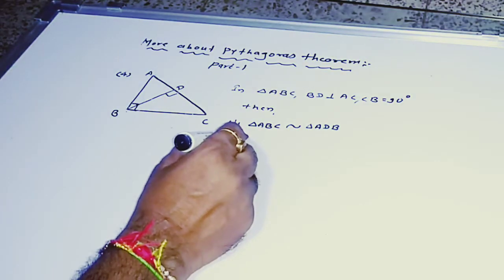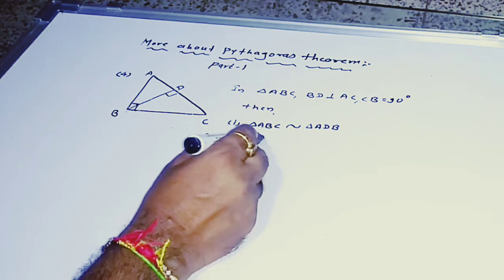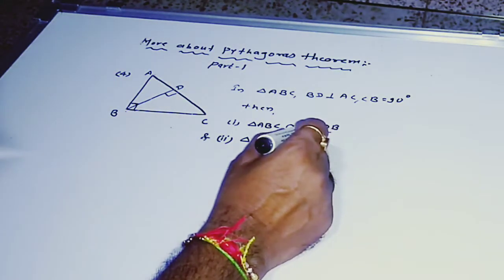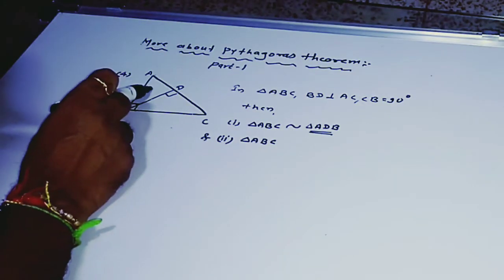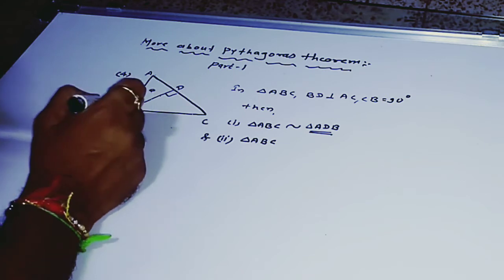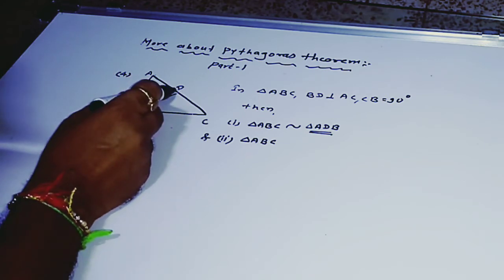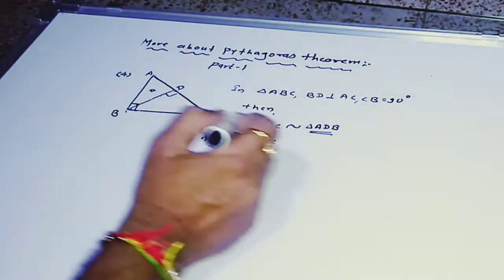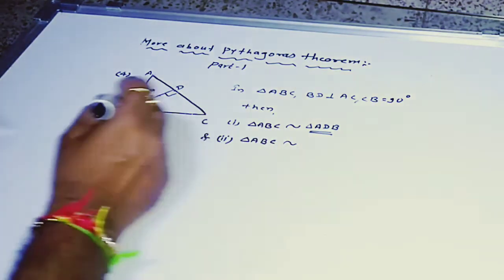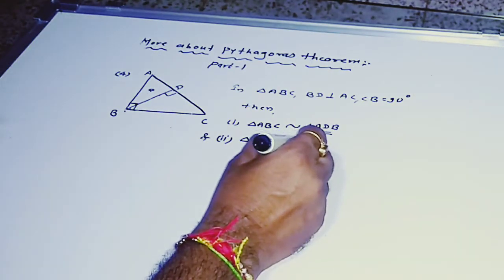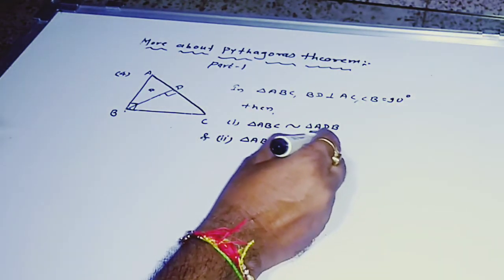And the second one is that triangle ABC is also similar to triangle BDC. ADB is one of the triangles formed on the opposite side, due to the altitude. So triangle ABC is similar to triangle BDC.